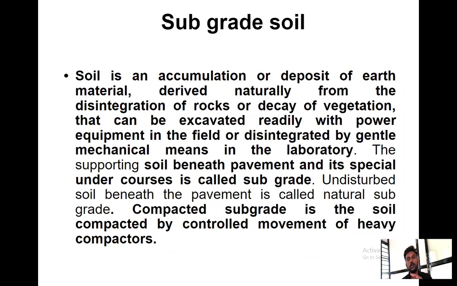But if the soil is there naturally, undisturbed, you might have learned in geotech, there are two kinds of soil: disturbed and undisturbed. You have to perform the tests in both states, for disturbed soil and for undisturbed soil. If the soil is undisturbed, it means we have done nothing on that soil. It is whatever soil is there naturally in the earth's crust.